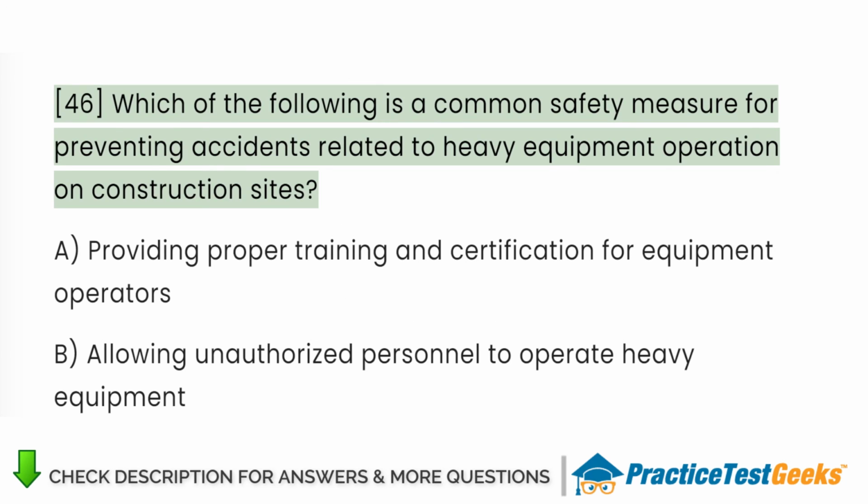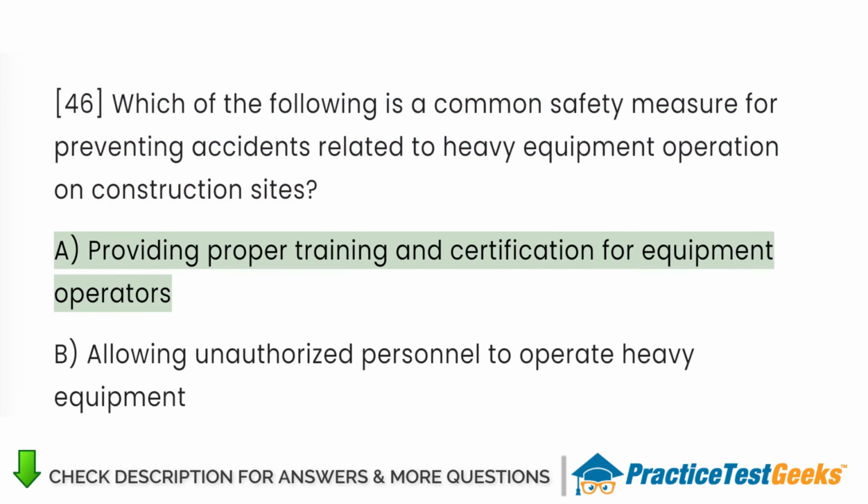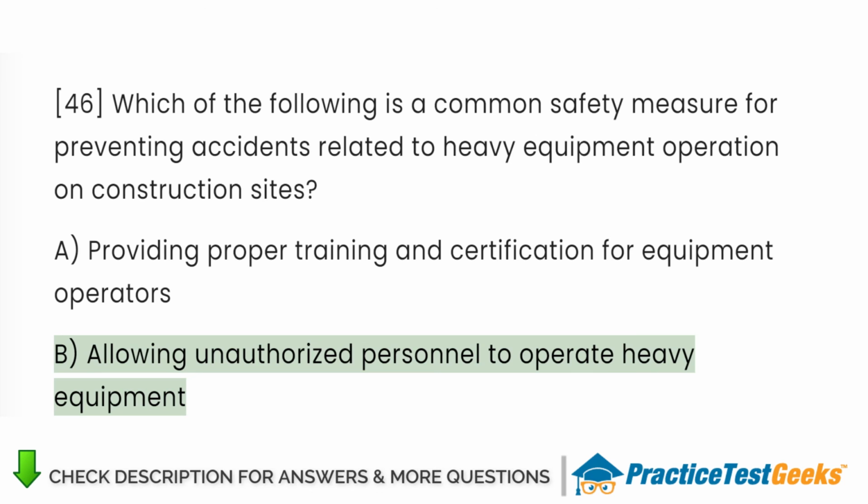Which of the following is a common safety measure for preventing accidents related to heavy equipment operation on construction sites? A. Providing proper training and certification for equipment operators. B. Allowing unauthorized personnel to operate heavy equipment.